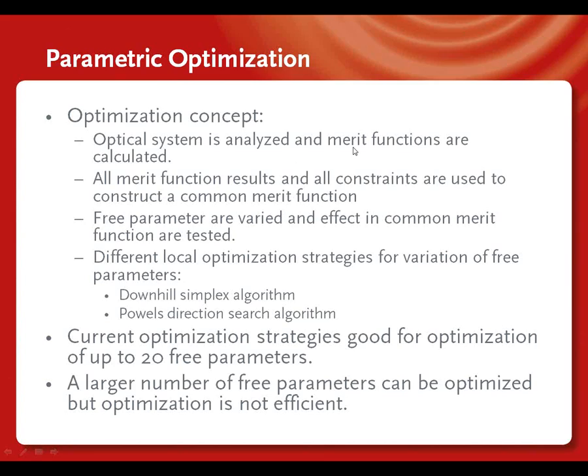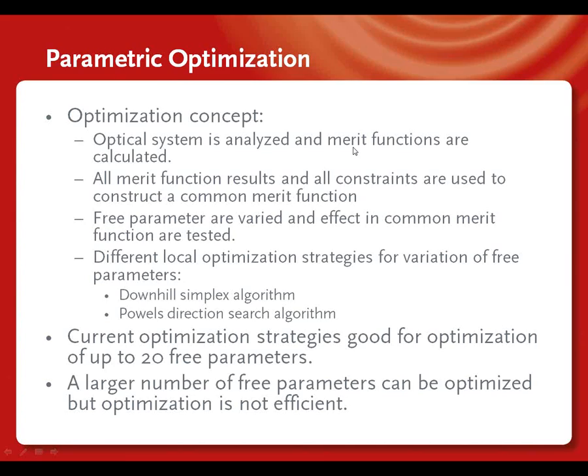And the parametric optimization is now varying the free parameters and just tries out if there is an improvement of the common merit function or not. And if there is an improvement of the common merit function, it changes the free parameters in the correct way to get a step-by-step improvement of these merit functions.